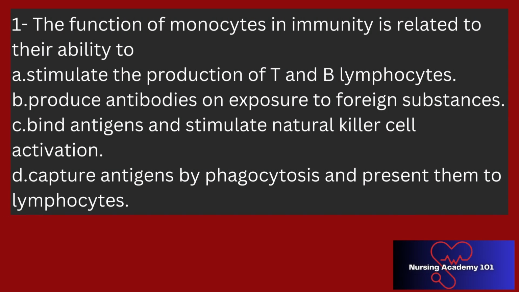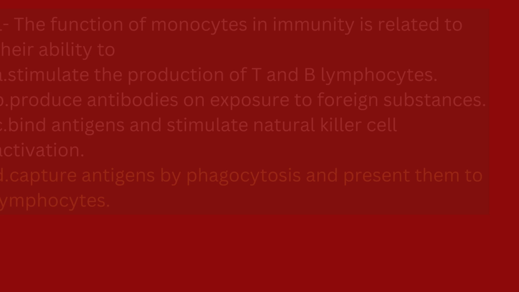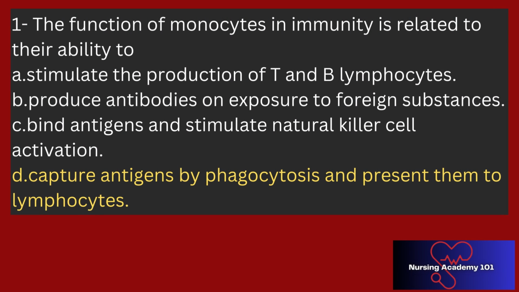Question number 1. The function of monocytes in immunity is related to their ability to: A. Stimulate the production of T and B lymphocytes. B. Produce antibodies on exposure to foreign substances. C. Bind antigens and stimulate natural killer cell activation. D. Capture antigens by phagocytosis and present them to lymphocytes. The answer is D. Capture antigens by phagocytosis and present them to lymphocytes.